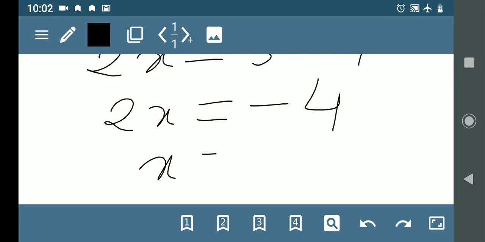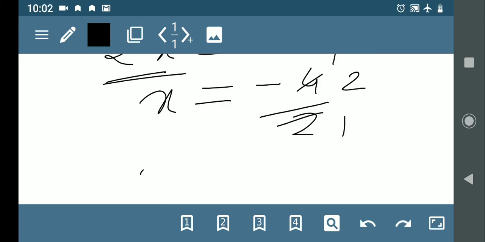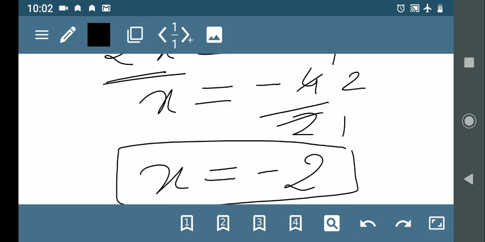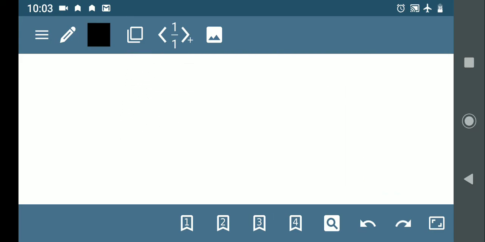So x is equal to minus 4 divided by 2, because it is in multiplication. If you send it to RHS, it becomes the denominator, that is division. 2 twos are 4. So x is equal to minus 2. Okay. Next, the fourth problem. Fourth problem, I will give it as homework for you because it is the same as the first three problems.